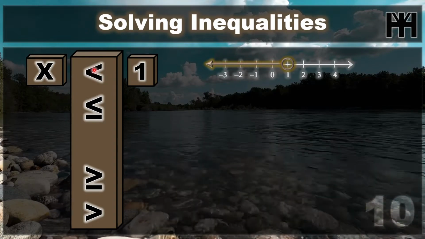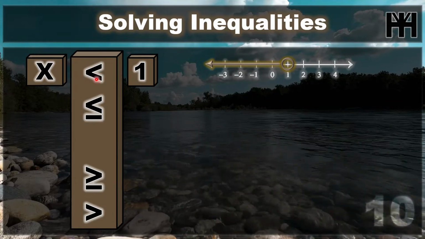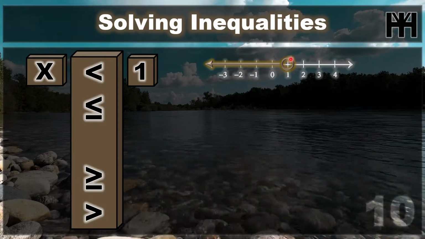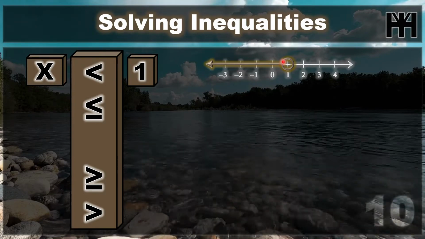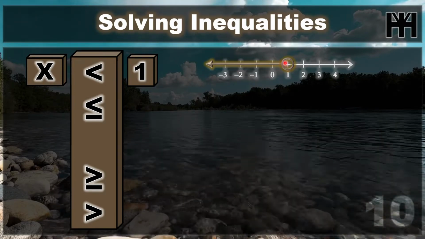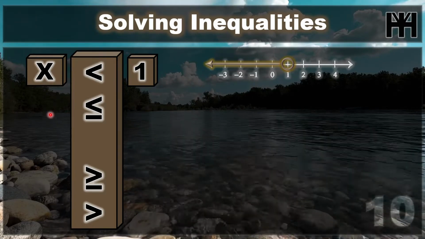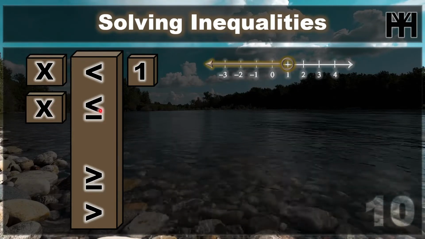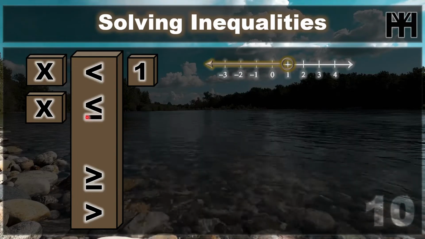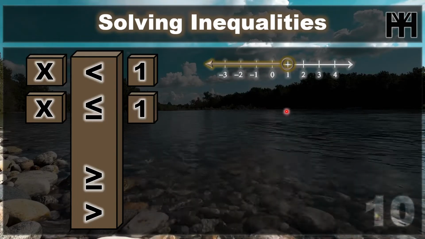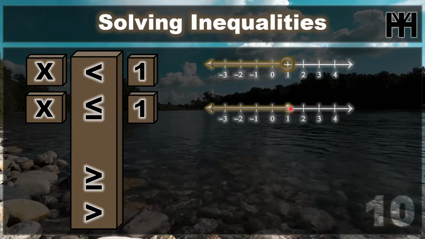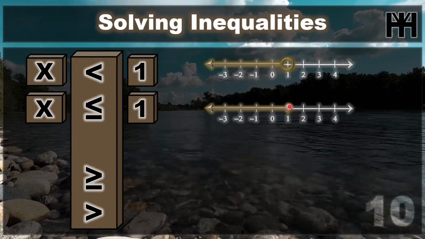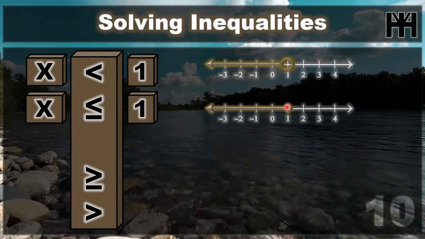But it's smaller than, only smaller than. There is no equal here. So the 1 will not be included with us. It will be excluded. Okay? And on the other hand, let's say we have x is smaller than or equal to 1. You see the equal here? It will include 1. So we will have the value of 1 included with us. So it's a closed circle. We have the 1 with us.